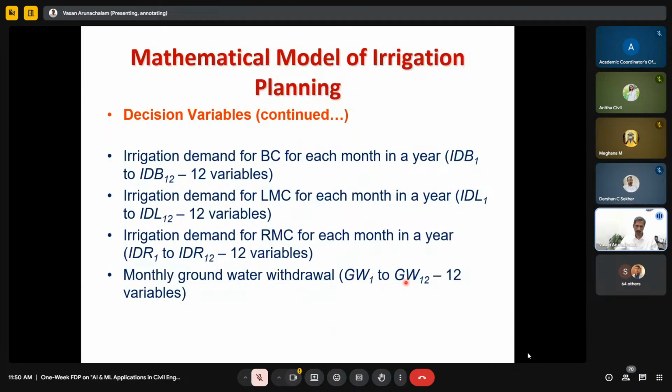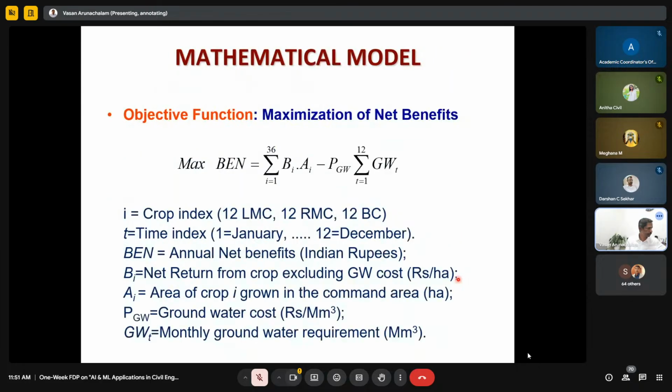So from January till December, how much groundwater is withdrawn, keeping in mind the overall capacity of the aquifer potential in each of these areas, was also considered as variables, right? So when I thought into all these things, these were all the variables.